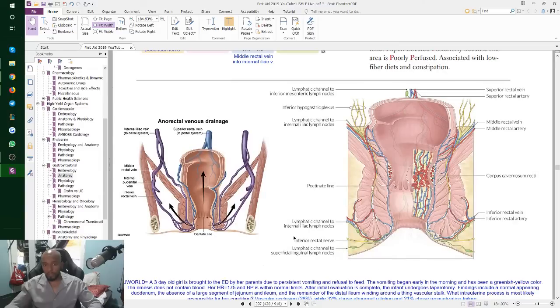Below, though, outside, we have your inferior rectal nerve, which is going to go to your pudendal nerve. Same thing for your blood supply: inferior rectal artery, inferior rectal vein, all the same stuff. So this is a really nice image, very high definition, and it breaks it down for you really well.